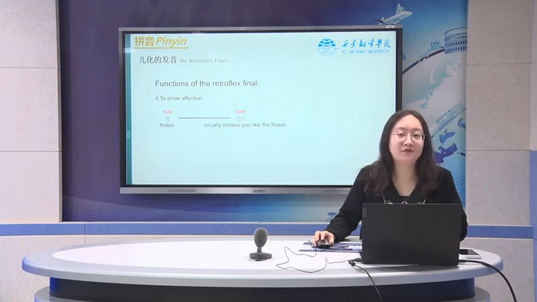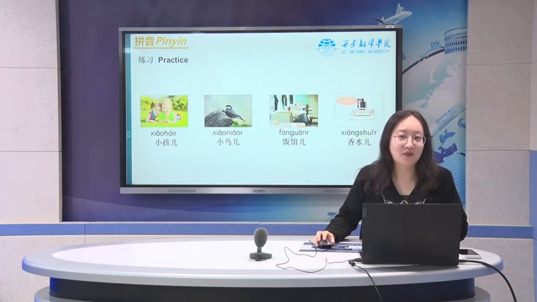And next one, to show affection. You can say 花儿. 花 means the flower. But if you say 花儿, it implies you adore this flower. We have some practice. 跟我读: 小孩儿, 小鸟儿, 饭馆儿, 香水儿. Good job.